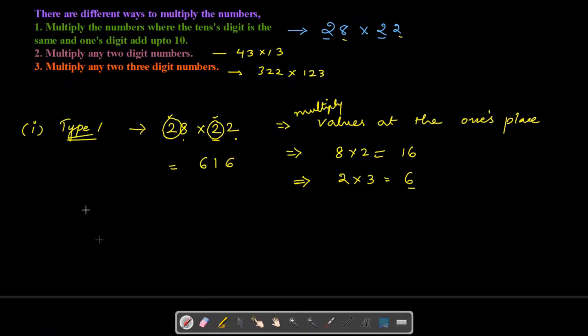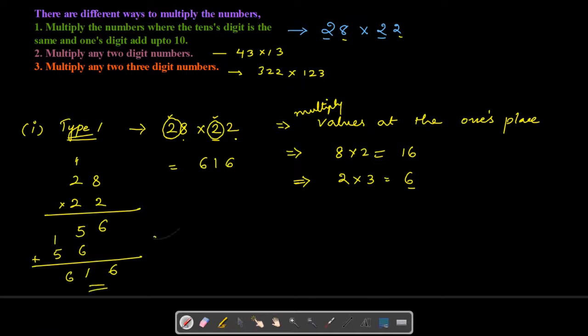So let us try to verify this. Let me do it in the traditional way to verify whether the answer I got is right or not. So let us multiply 28 times 22. We know that 8 times 2 is 16. 2 times 2 is 4 plus 1, which is 5. And 8 times 2 is again 16. And 2 times 2 is 4 plus 1, which is 5. So let me add all this. It is 6, 11, and 6. Did I get the same? Yes. So this is how we multiply two numbers where the tens digit is the same and the ones digits add up to 10.